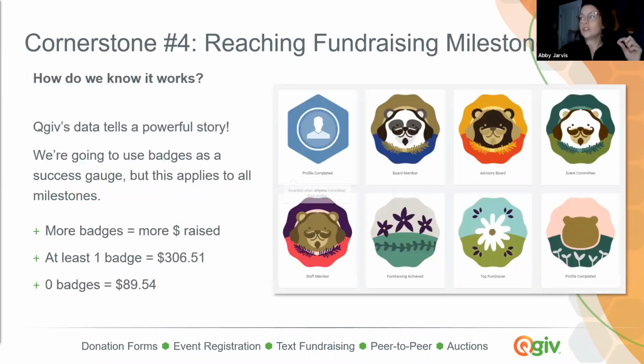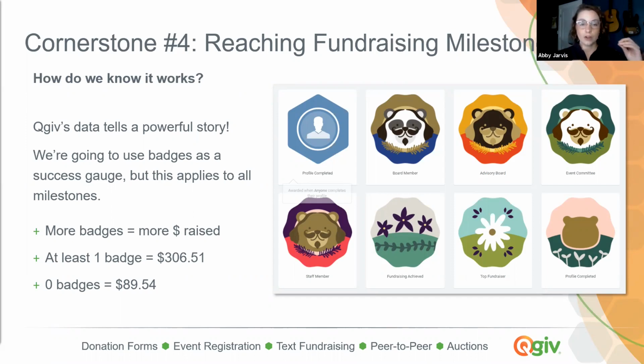Now, I'm going to talk to you about badges, and I want to throw this caveat out here. I'm going to use badges as a success gauge, but really this applies to any milestone you set for your nonprofit. In the Qgiv system, you can associate fundraising milestones with badges. You don't have to have a badge to set a fundraising milestone. It's just a terminology thing we're going to use here. But the thing I want to point out is that we've noticed a correlation between the number of badges a participant earns and the amount of money they raise.